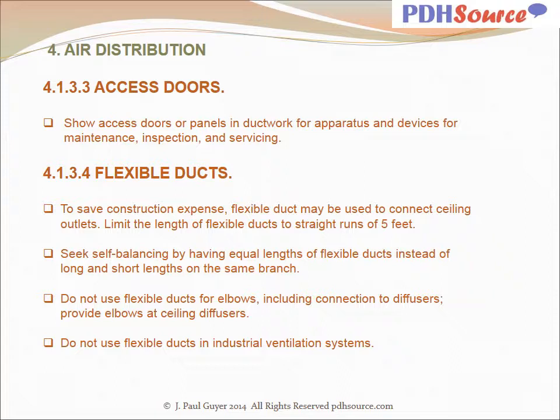To save construction expense, flexible duct may be used to connect ceiling outlets. Limit the length of flexible ducts to straight runs of 5 feet. Seek self-balancing by having equal lengths of flexible ducts instead of long and short lengths on the same branch. Do not use flexible ducts for elbows, including connection to diffusers. Provide elbows at ceiling diffusers. Do not use flexible ducts in industrial ventilation systems.